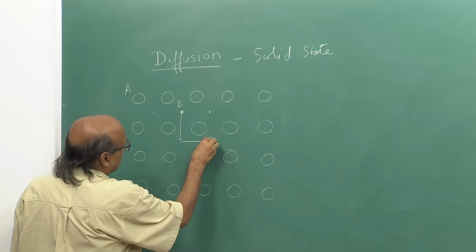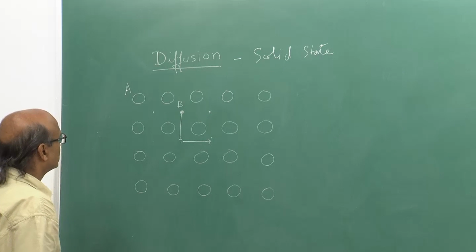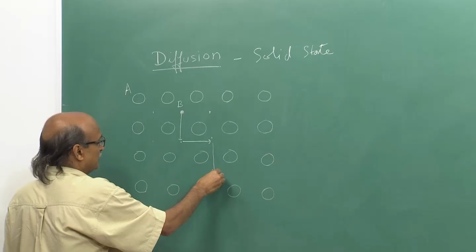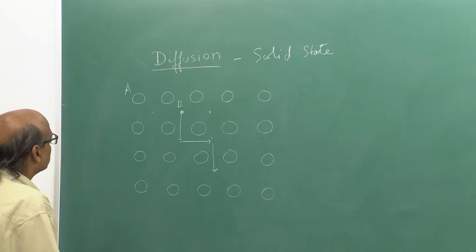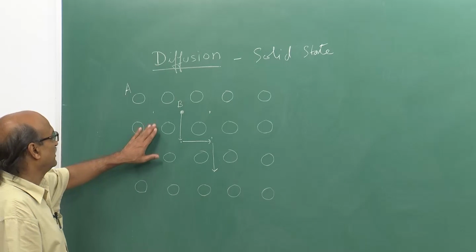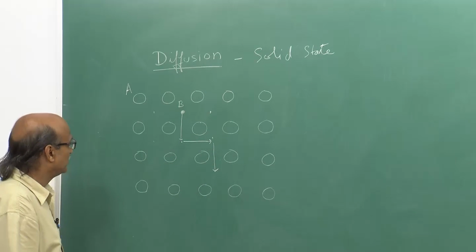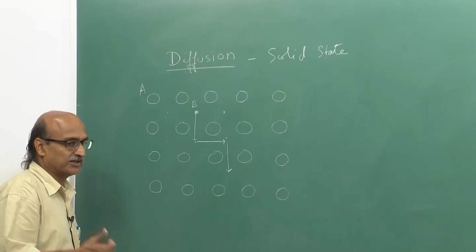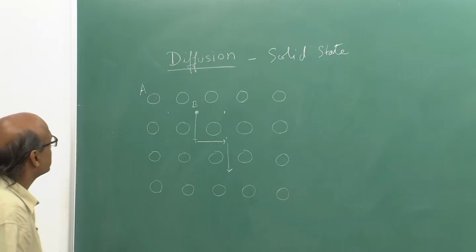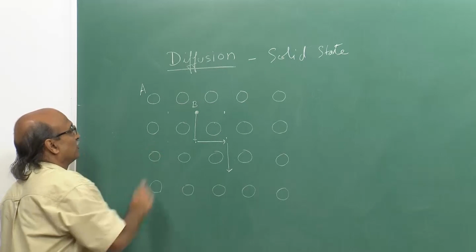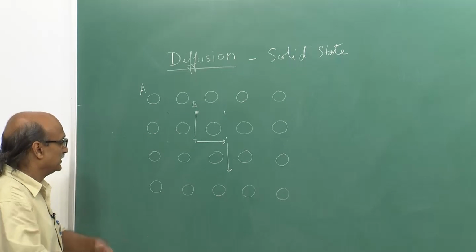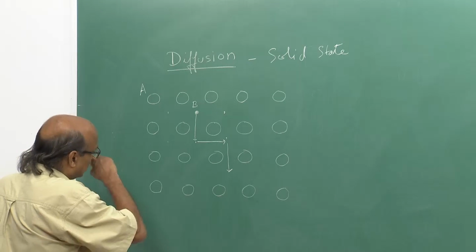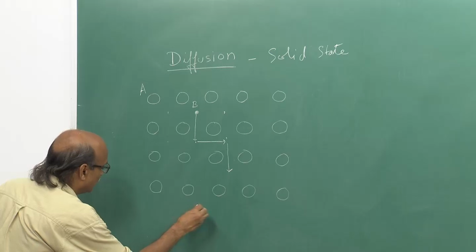Similarly, the next jump could be in this direction, a third jump could be in this direction, and eventually the B atom reaches here. So, this is a case of a two-dimensional random walk by the B atoms. Similarly, one can imagine that in the three-dimensional structure, this B atom can move in the third direction as well. So, this is one possibility where the B atom is a lot smaller than the A atoms, and this is what is called the interstitial mechanism of diffusion.